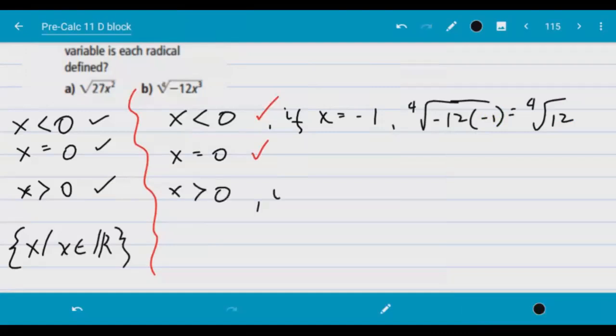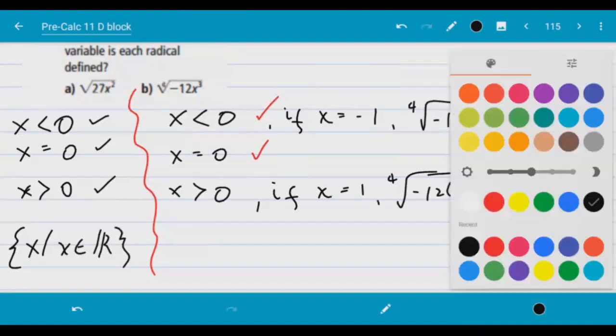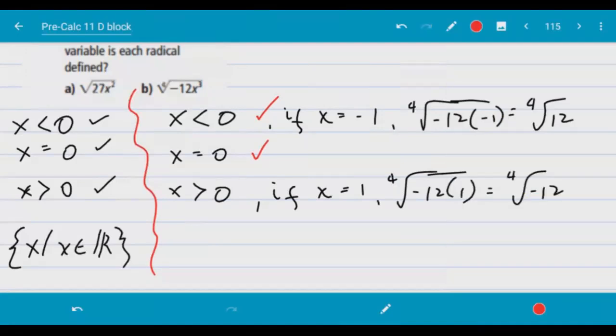Now, let's come up with a value. If x is equal to 1, let's test it. That becomes the fourth root of -12 times 1, which is the fourth root of -12. And that does not exist because a negative number does not have a fourth root. Therefore, this one, no.